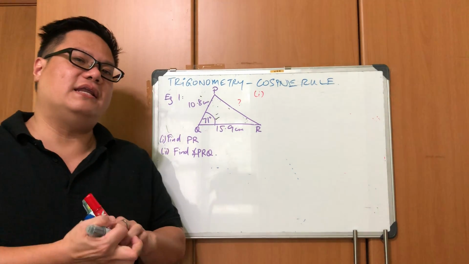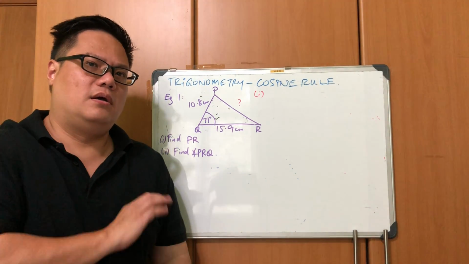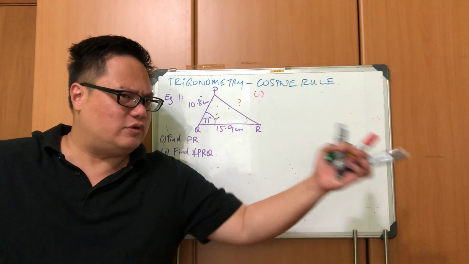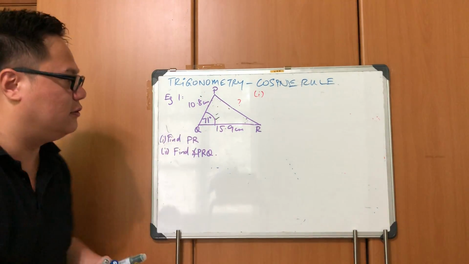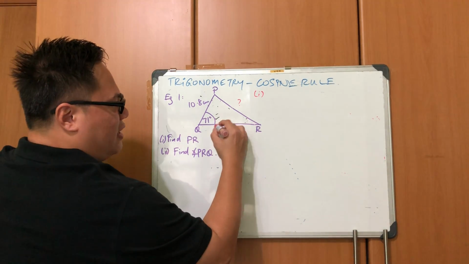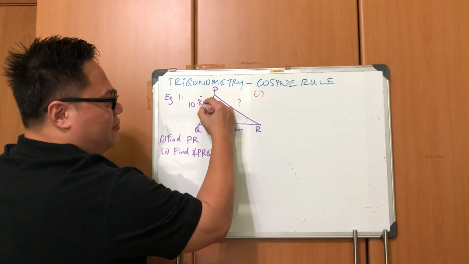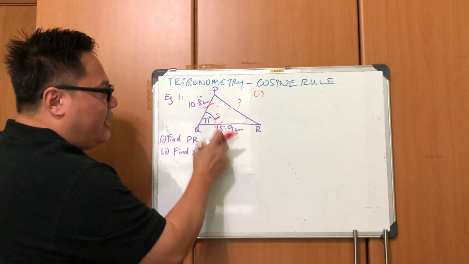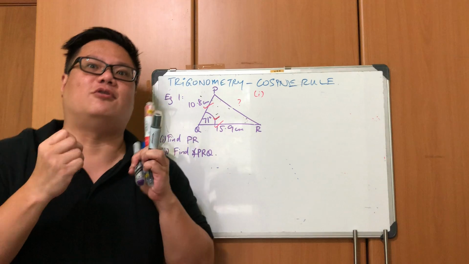Another way of looking at it is, do I see a filet o fish here? Do I see a bread and a patty? Let's take a look. I have the bread, the side. Do I have the patty? Yes, I have the patty. I have the bread and the patty. That means I can use cosine rule.